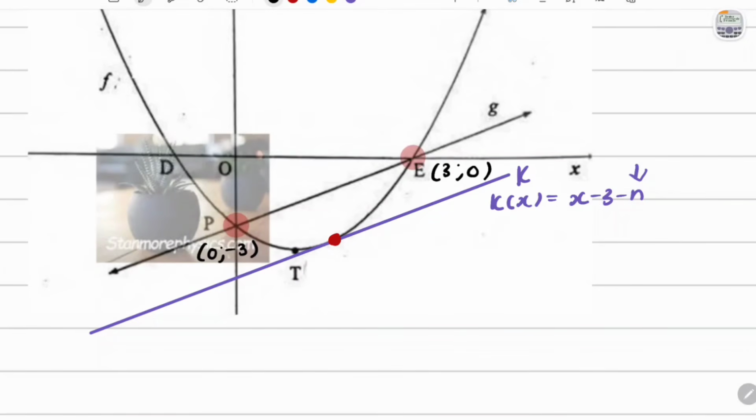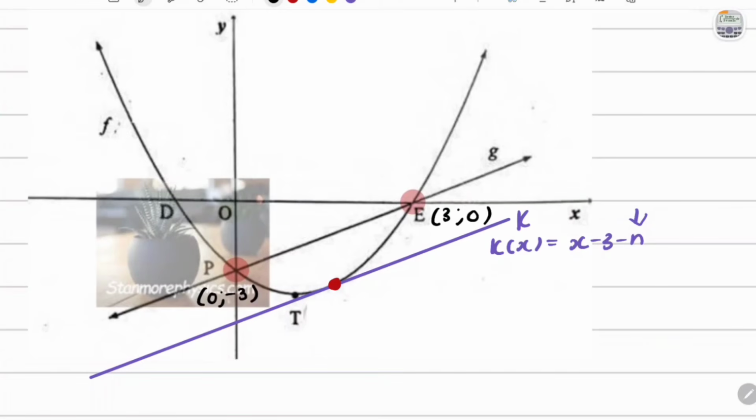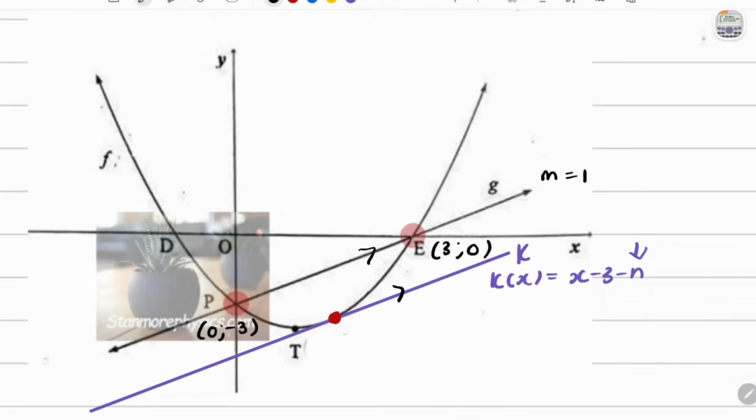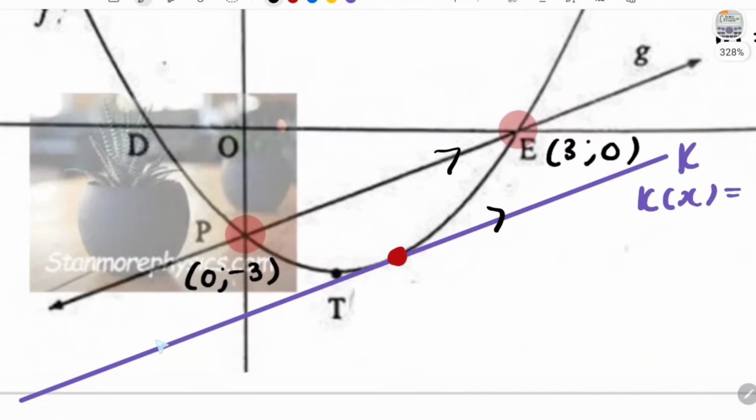Okay, so how do we actually prove that this is going to be a tangent to the graph of f? First of all, we can start with the fact that this line, this graph of k, is parallel to g. And since they are parallel, we know that they share the same gradient. So if the gradient of g is 1, then the gradient of k must also be 1. So why don't we just find the place on f, the point on f, where it has a gradient of 1? Okay, because since this is a line, its gradient is the same everywhere.